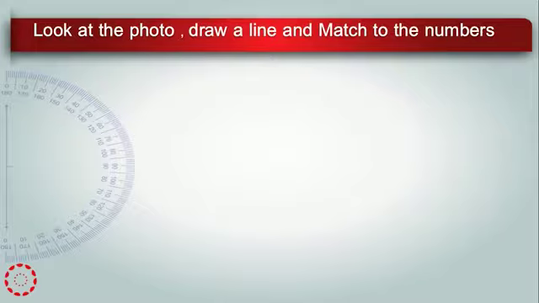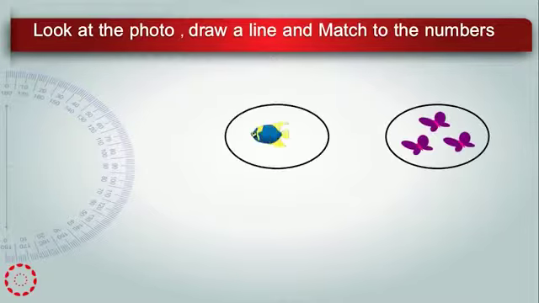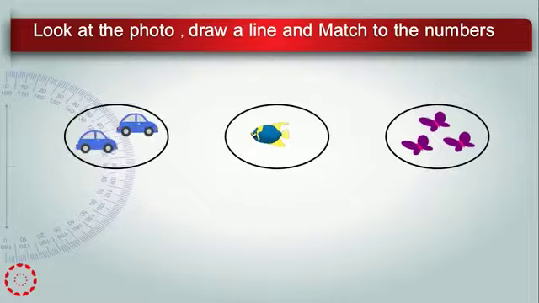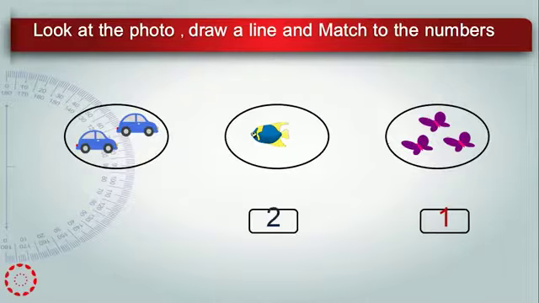Look at the photo. Draw a line and match to the numbers. How many butterflies are in the circles? How many fish are in the circle? How many cars are there? Number one is for which of these circles? Which one is one?